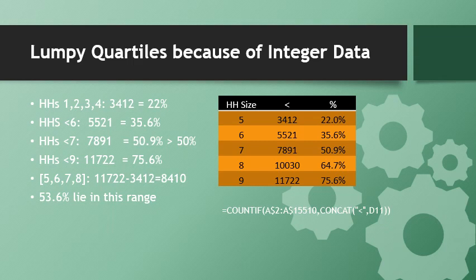6 is the median, which means that when you go up to 7, the number of households with size below 7, that is 1, 2, 3, 4, 5, and 6, is 50.9%. So it's more than 50%. So that's why 6 is the median. And similarly, when you go up to 9, you have 75.6% of households below 9, which means that 8 is the third quartile.